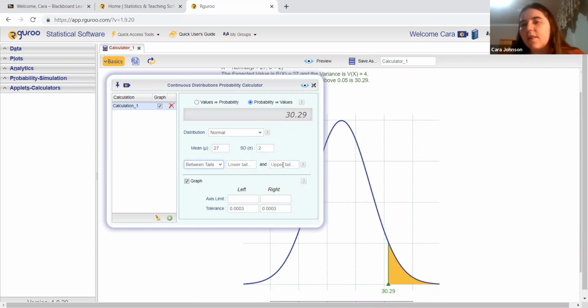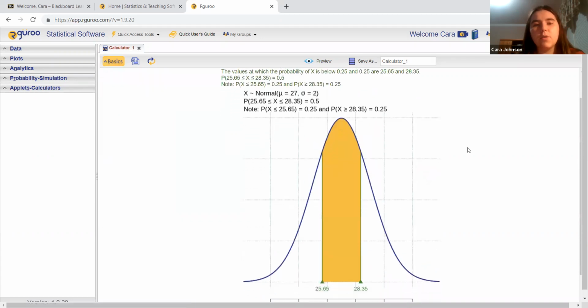You can think of it as the remaining 50% is split equally between each side. So the remaining 50% divided by 2 is 25%. So our lower tail is 0.25, and so is our upper tail. Then if you hit the eyeball, it gives you your range of values here. It's 25.65 to 28.35. You can confirm that is indeed a probability of 50%.